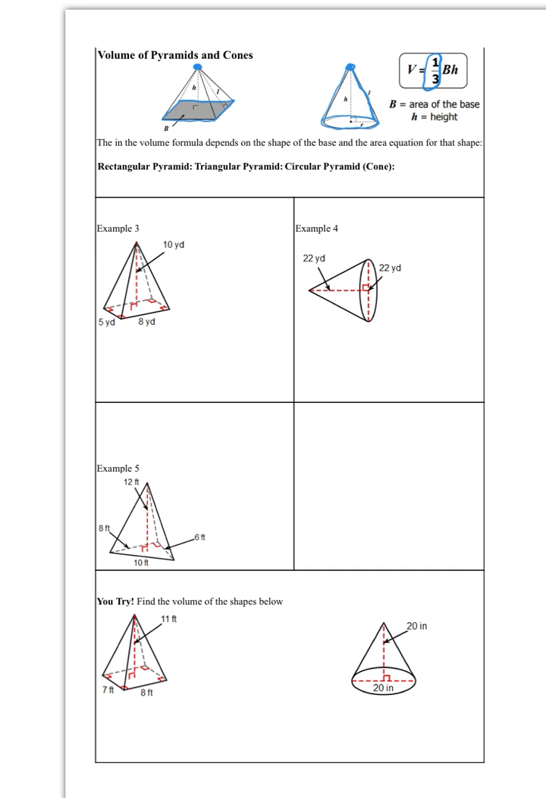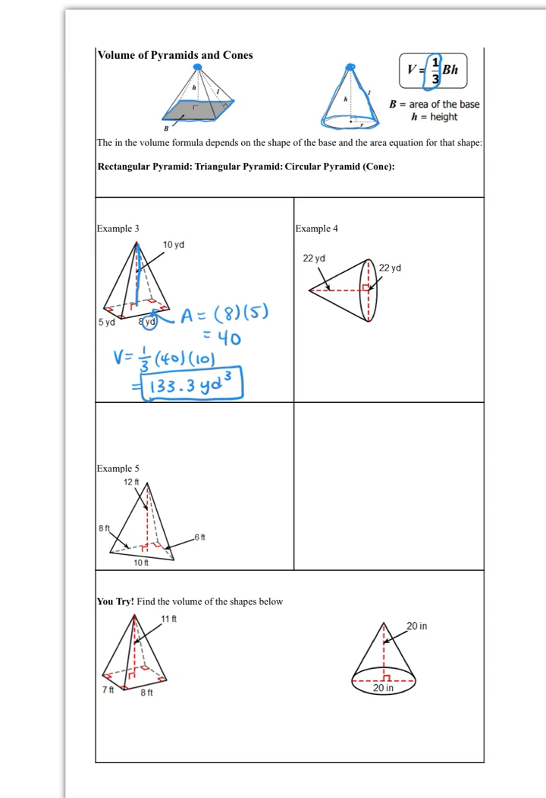So for example number 3, we're going to find the area of the base. So the base is a rectangle. So we're going to do 8 times 5, which is 40. And then we're going to multiply it by the height and 1/3. So we're going to take our 40 times the height here, which is 10, and then times 1/3. So we're going to get 133.3. Our units are yards. We're still doing volume, so it's cubed. Okay? That's pretty much all there is.